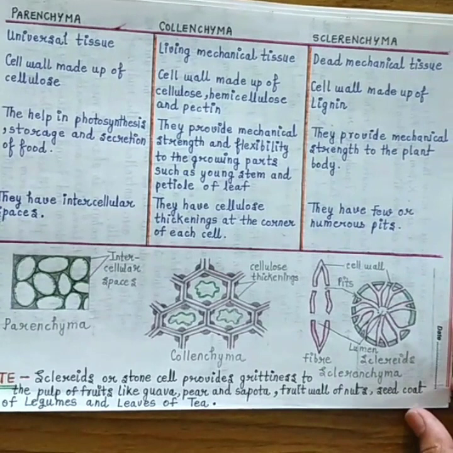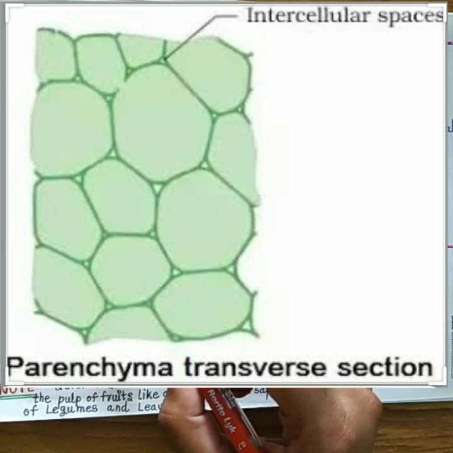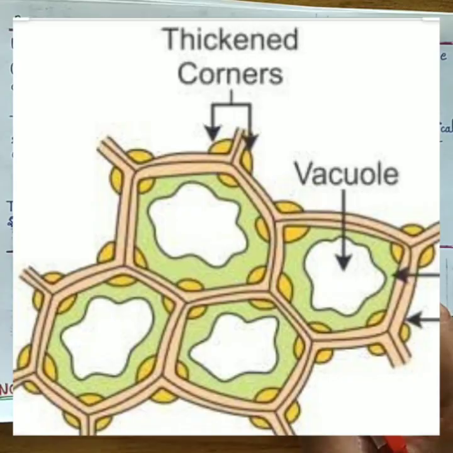Now the function. Parenchyma help in photosynthesis, and the basic function is storage and secretion of food. Ye food ke storage se concerned hota hai. And the collenchyma provides mechanical strength, that is why we call it mechanical tissue, and it provides flexibility to the growing parts. So it provides flexibility to the growing parts.